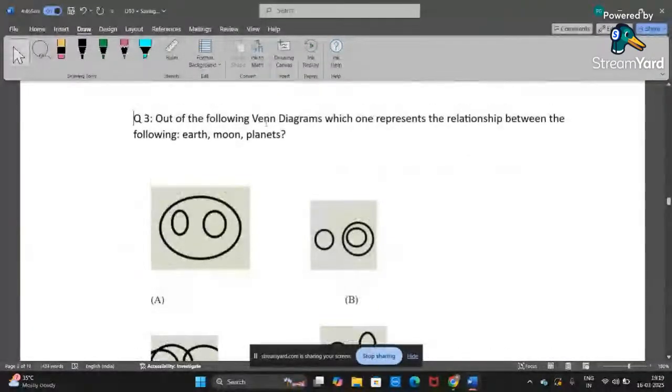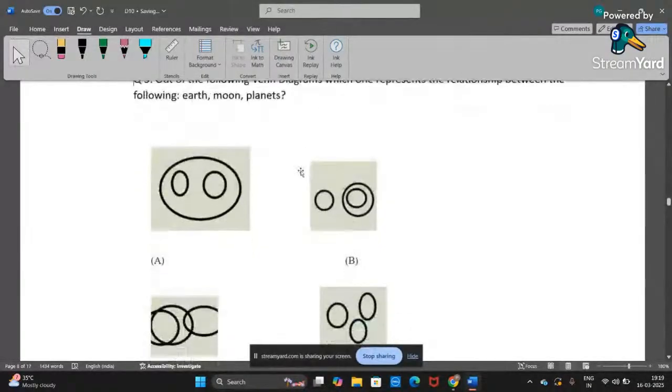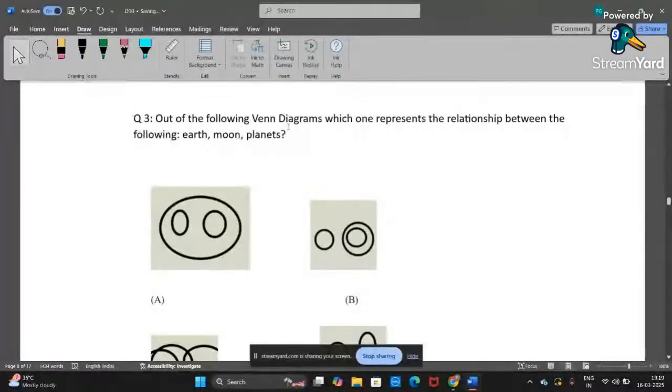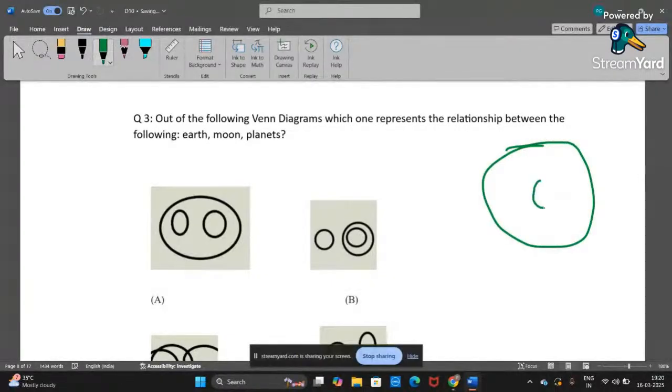Out of the following Venn diagrams, which one represents the relationship between the following: Earth, Moon, Planet? What is the answer for this? This is very easy, right? See, Earth is a planet, right? So, inside planet we will get Earth. Moon is not a planet. So, it is a satellite. So, it should be outside.